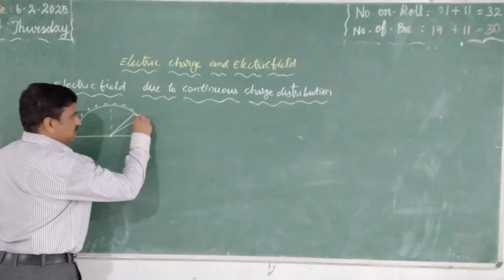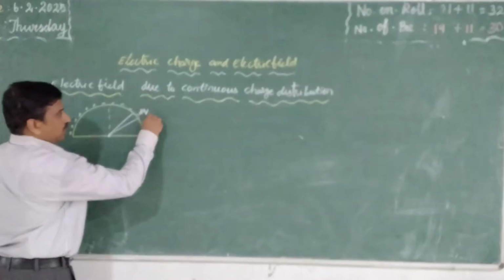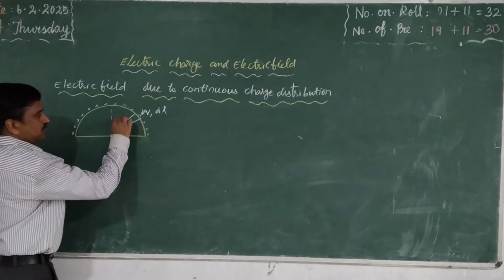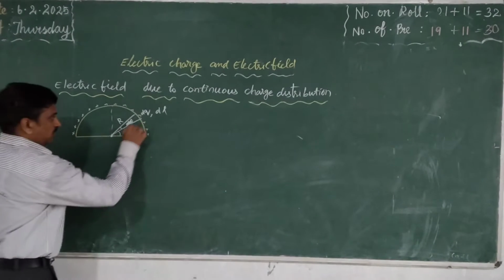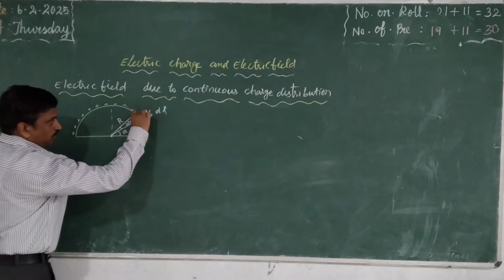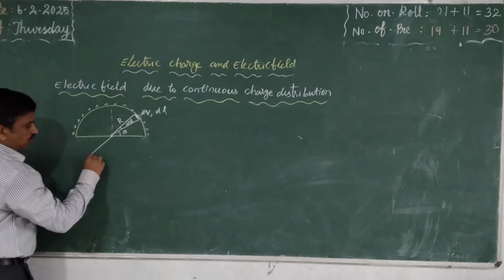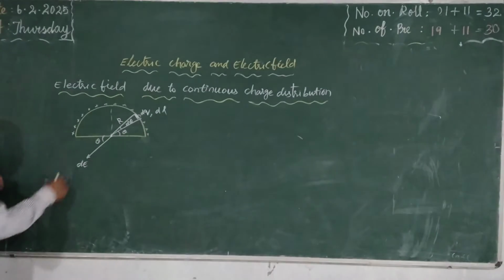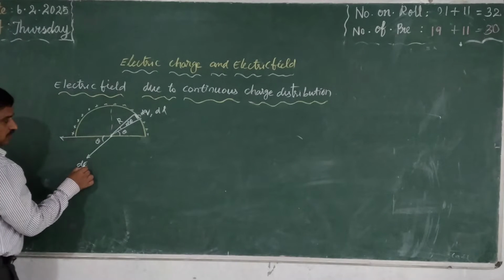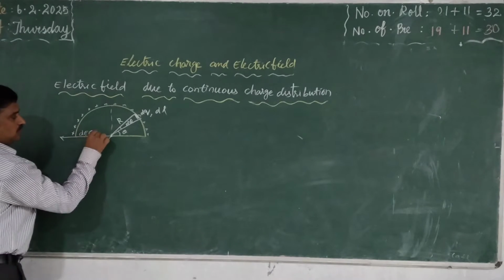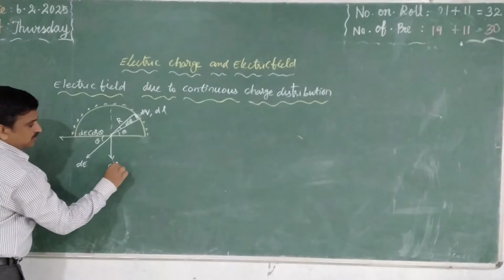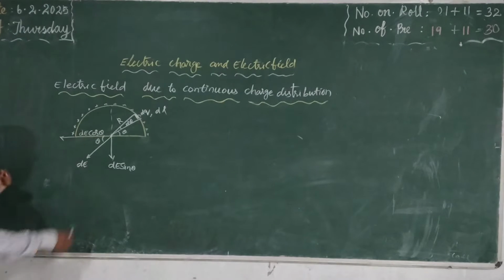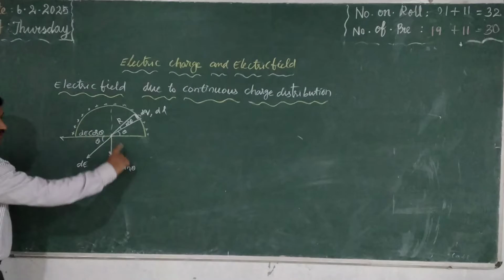See this part. This is dq, charge is dq, length is dl. This angle, from here, is theta. This is d theta. The radius is r. See, due to this part, what is the electric field? Here, positive charge, this side is dE, here theta, here also theta. It has two components, one along this side: dE cos theta, and another one dE sin theta.